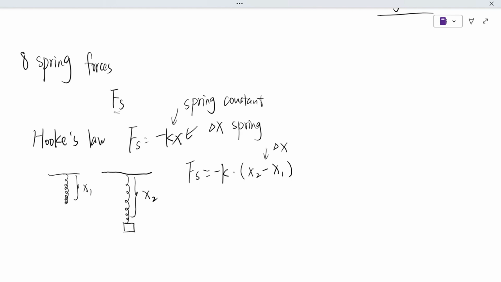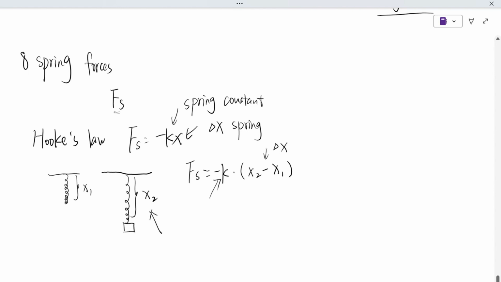And now you may ask, why is there a negative here? Well, let me tell you. Let me give you the definition. The spring force is always directed opposite to the direction of the applied force or displacement. Why? Let me just use this example. Get this example over here.